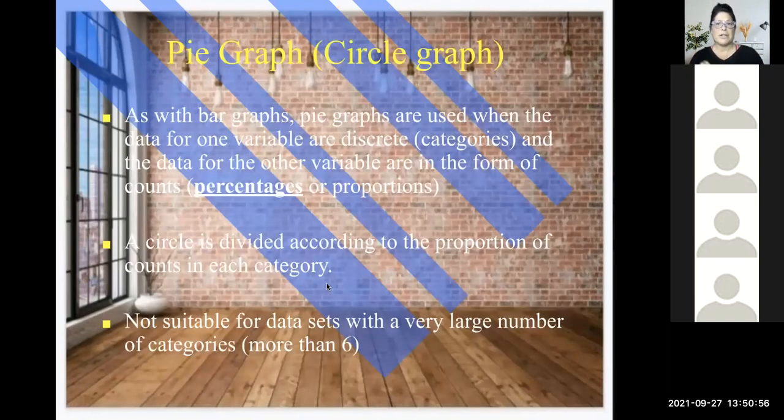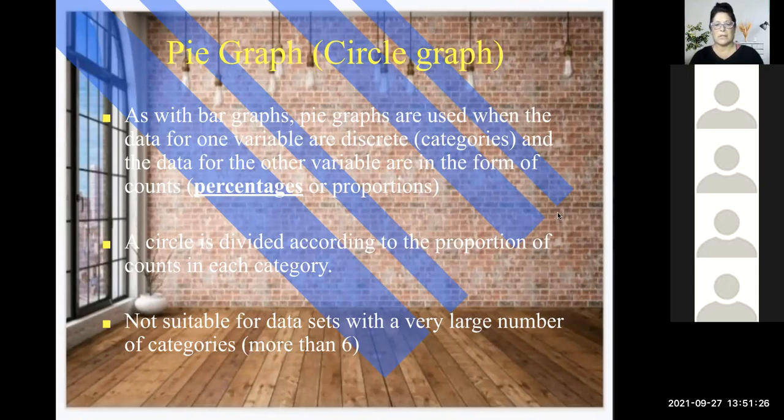As with bar graphs, pie charts are used when the data for one variable are discrete, so these are categories, and the data for the other are in the form of percentages or parts of a whole, so proportions. A circle is divided just like a pie, right?